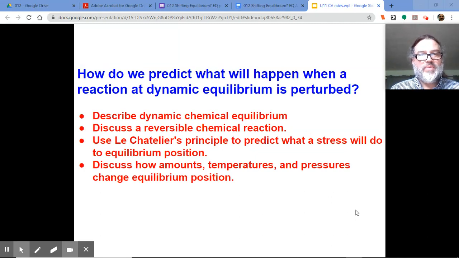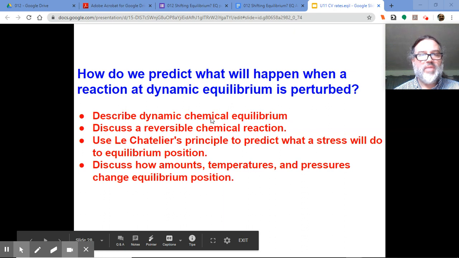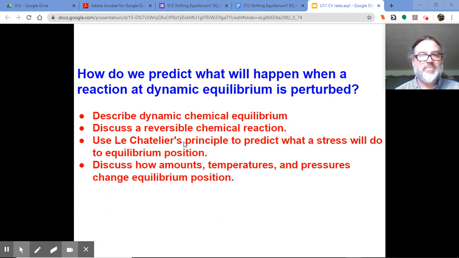And this week we're going to learn about how to predict what will happen to a reaction, a dynamic equilibrium actually, when it's perturbed, when it's messed with. So we're going to talk about our last big concept, and it's going to involve chemical reactions and a new idea, chemical equilibrium. So we'll talk about that. We'll talk about how we show that with a reversible chemical reaction.